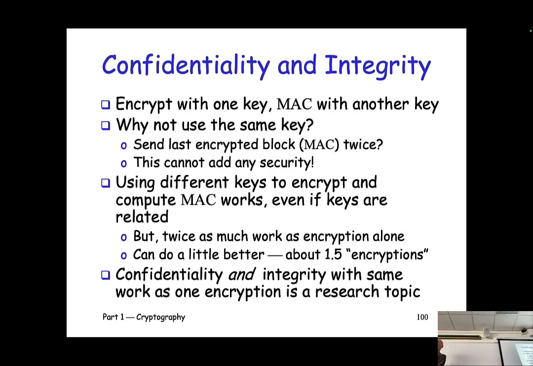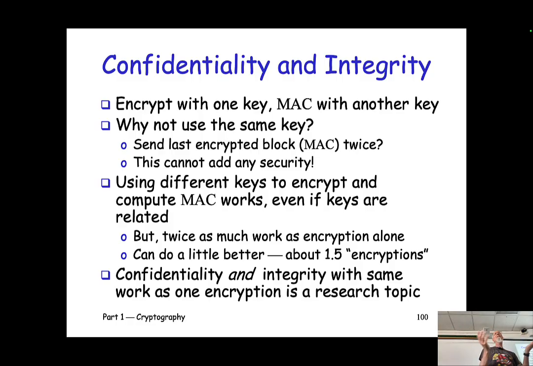Okay, but what about both? Suppose we want both confidentiality and integrity. Well, we're already doing this CBC mode encryption to get the MAC. So why not just do CBC mode encryption and then send the MAC? What's the MAC? It's the last block, right? So let's do CBC mode encryption and send the last block twice, and then we get a free lunch. We get both integrity and confidentiality.